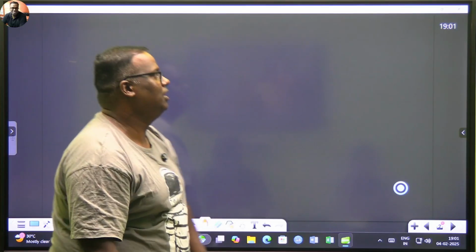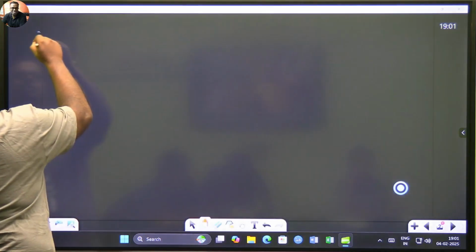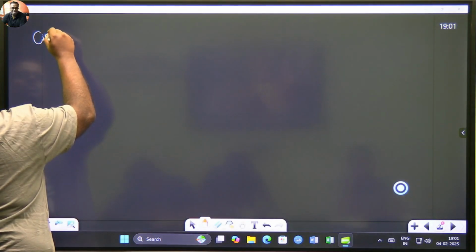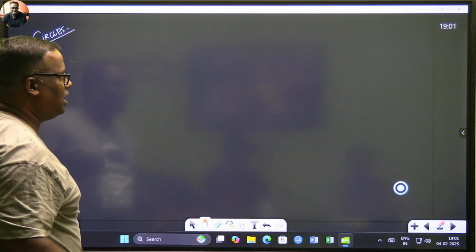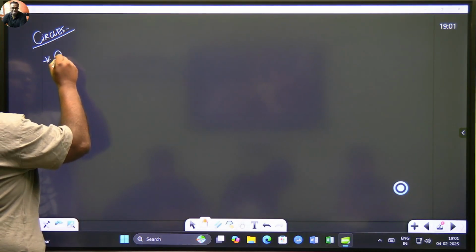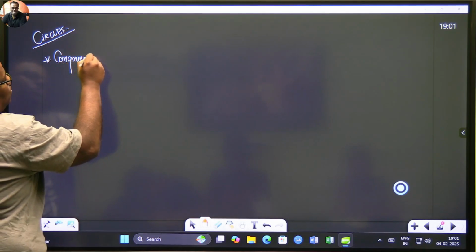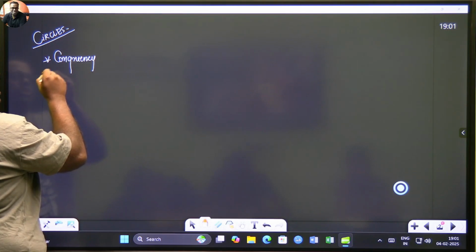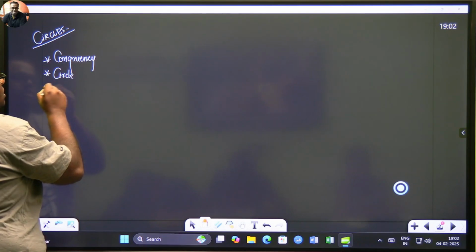Start writing. Okay. Our topic today is circles. What all we will study and how we will study. Initially, we will study nothing of circle. I'll just take you through a brief on congruency, because this is the way you will understand and retain. A brief on congruency. Then we will study a brief on circle. Then we'll study a brief on chord.